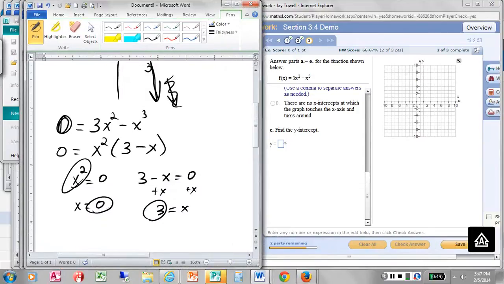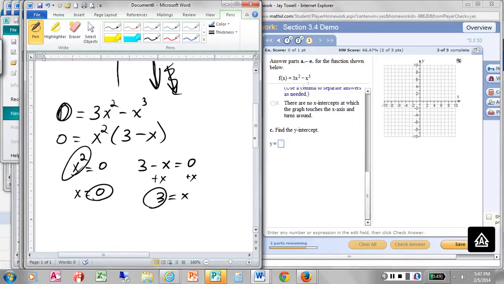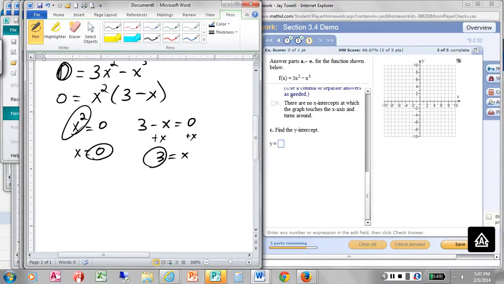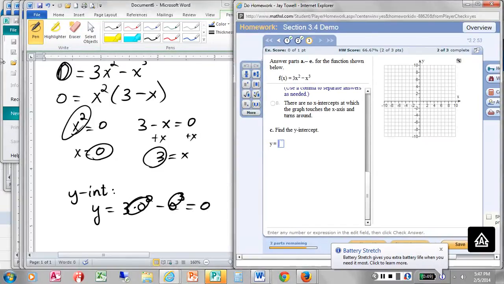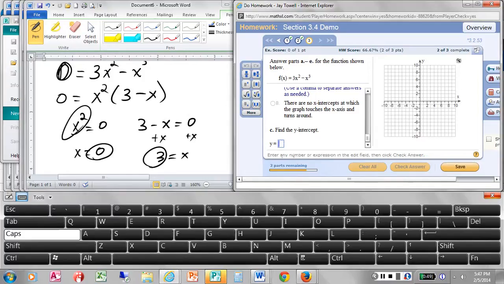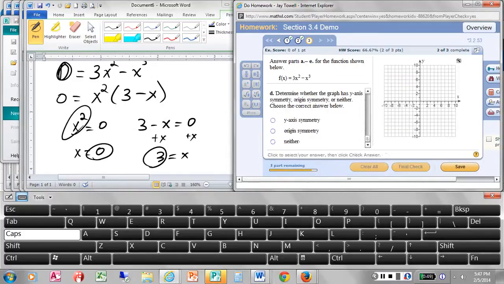All right. Back to this one, find the y-intercept. Okay, so we're finding the y-intercept. We've got 3x squared minus x cubed. Find the y-intercept. You set x to be 0. So plug in x to be 0. Of course, that term's 0, that term's 0. So the y-intercept certainly is 0. Okay. Checking. Got it. Okay. All right.